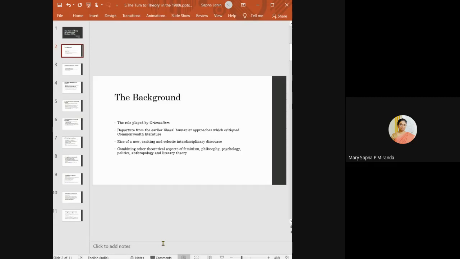So you have a very clear-cut departure from the earlier way of looking at literature from the colonies, which was called Commonwealth literature. So it was problematized, and now we have a move towards a new and exciting, eclectic interdisciplinary discourse. It is interdisciplinary. Why? Because it takes into consideration theories from feminism, philosophy, psychology, politics, anthropology, and literary theory.